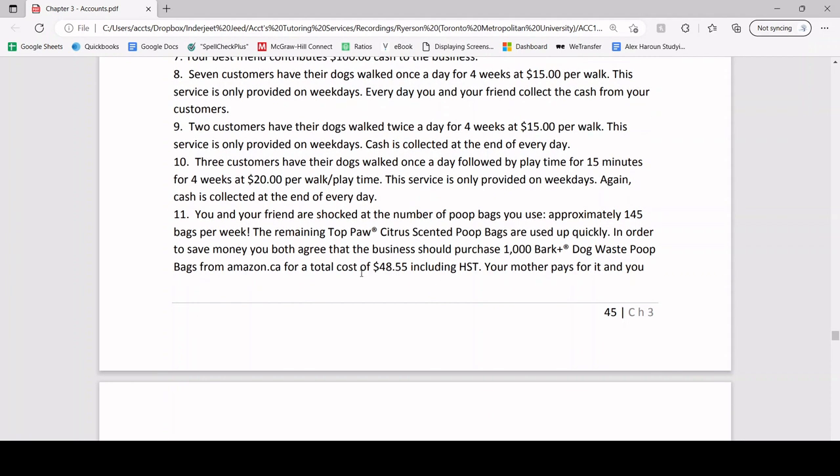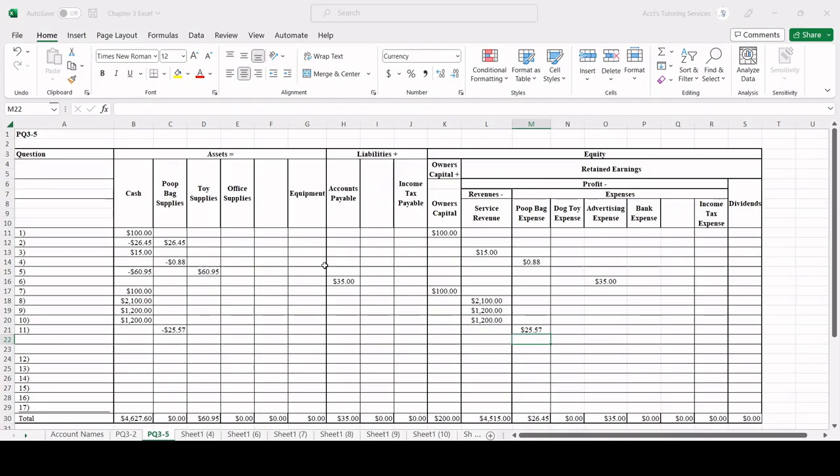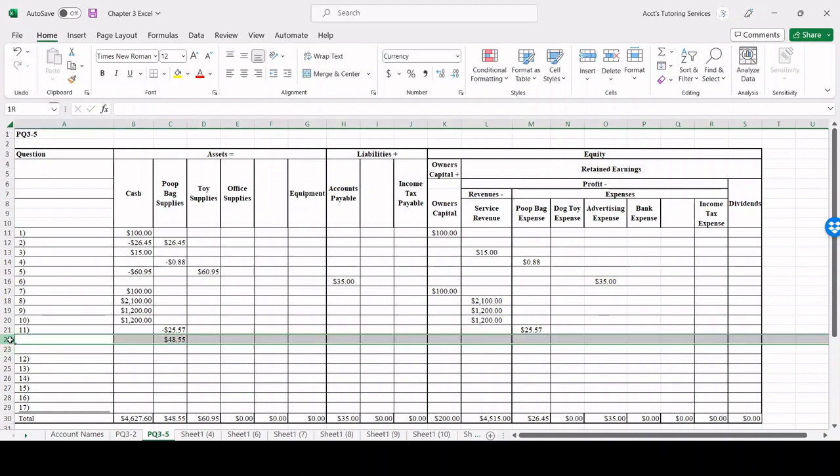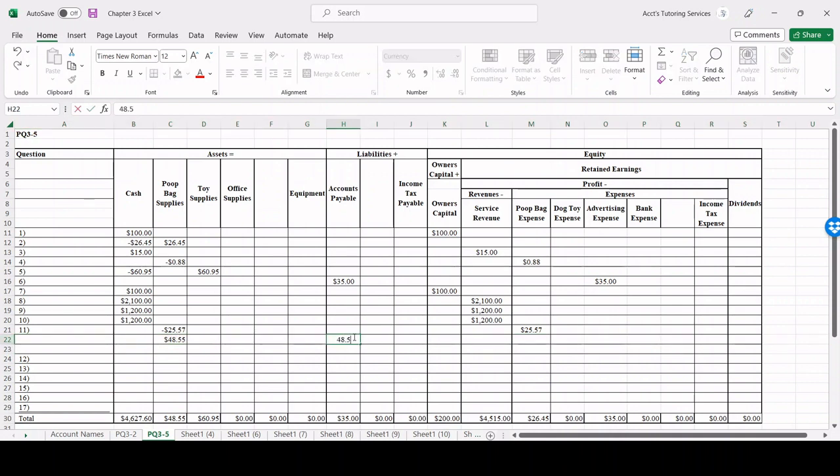Now we purchase additional bags of 48.55, including HST. And remember, our mom is helping us pay for it. So we're not paying cash for it because our mom pays for it for us, correct? So now our poop bag supplies is going to increase by 48.55 since we have a future obligation now, which is a liability. Our accounts payable increases by 48.55.